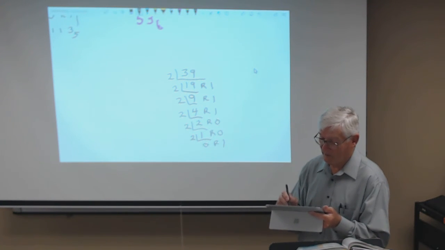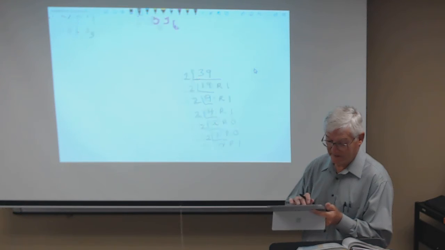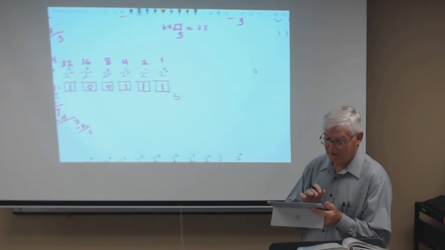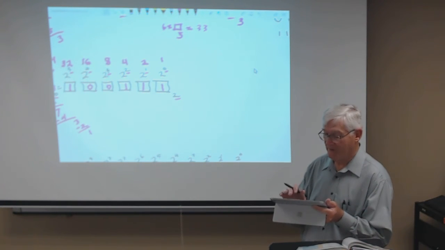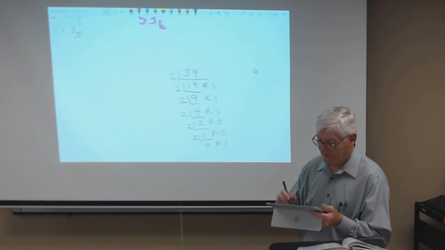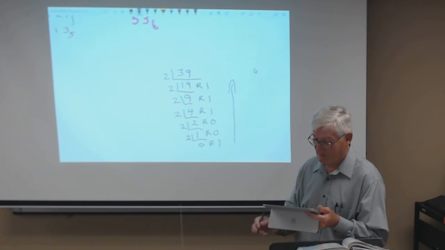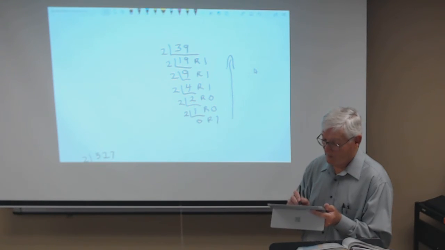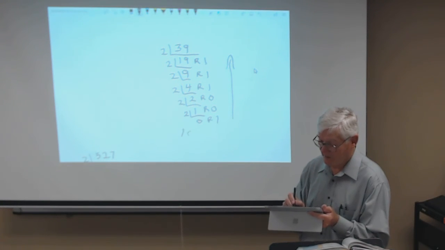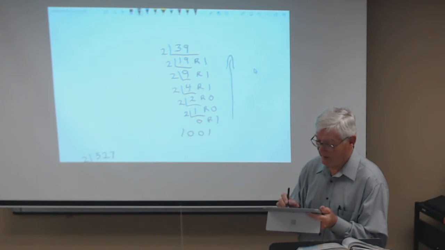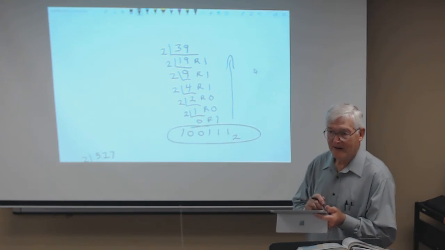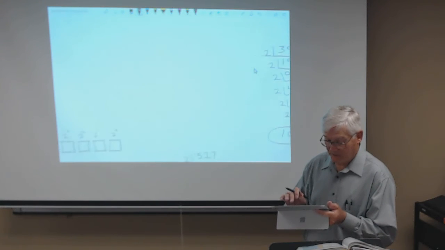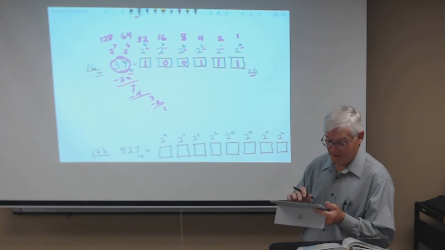1 0 0 1 1 1 in base 2. Is that what we got? 1 0 0 1 1 1 in base 2. Remember, you always read your answer going up. 1 0 0 1 1 1 in base 2. There's your answer. Pick a method that works for you and you're on your way.